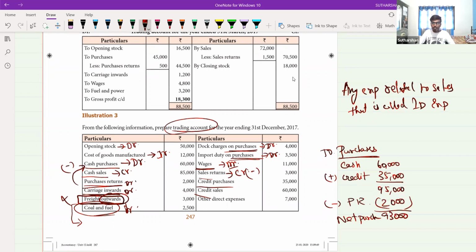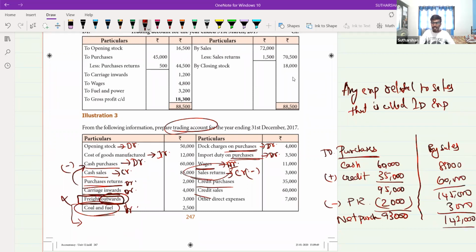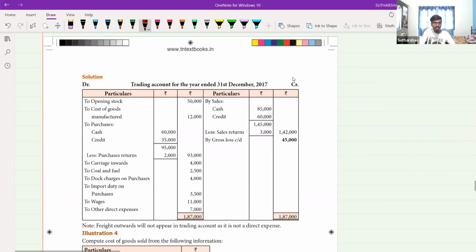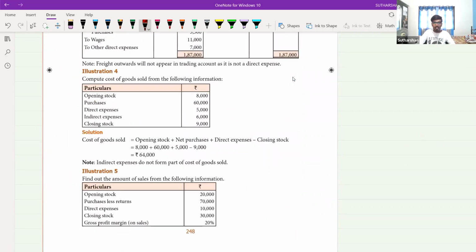In the same way, you need to show it for sales also. Cash sales 85,000 plus credit sales 60,000, so the total is 145,000. From 145,000 you need to deduct sales return of 3,000, so you have 1,42,000. That is your net sales. Then other direct expenses you will record on the debit side. This is a presentation we can easily do. This is not a direct expense, so it will appear on the P&L account.